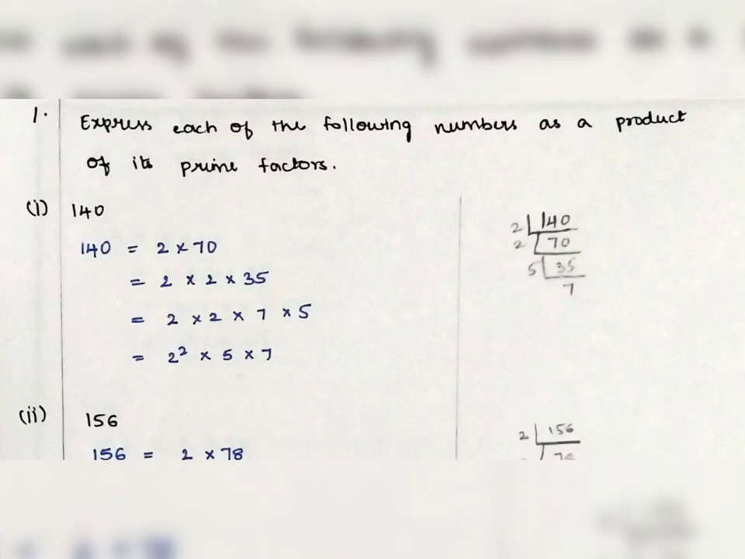What are the prime numbers first? It will be 2, 3, 5, 7, 11, 13. These are the prime numbers, right? So we are expressing this as the product of prime factors. Until we get the prime factors, we are going to do this problem.